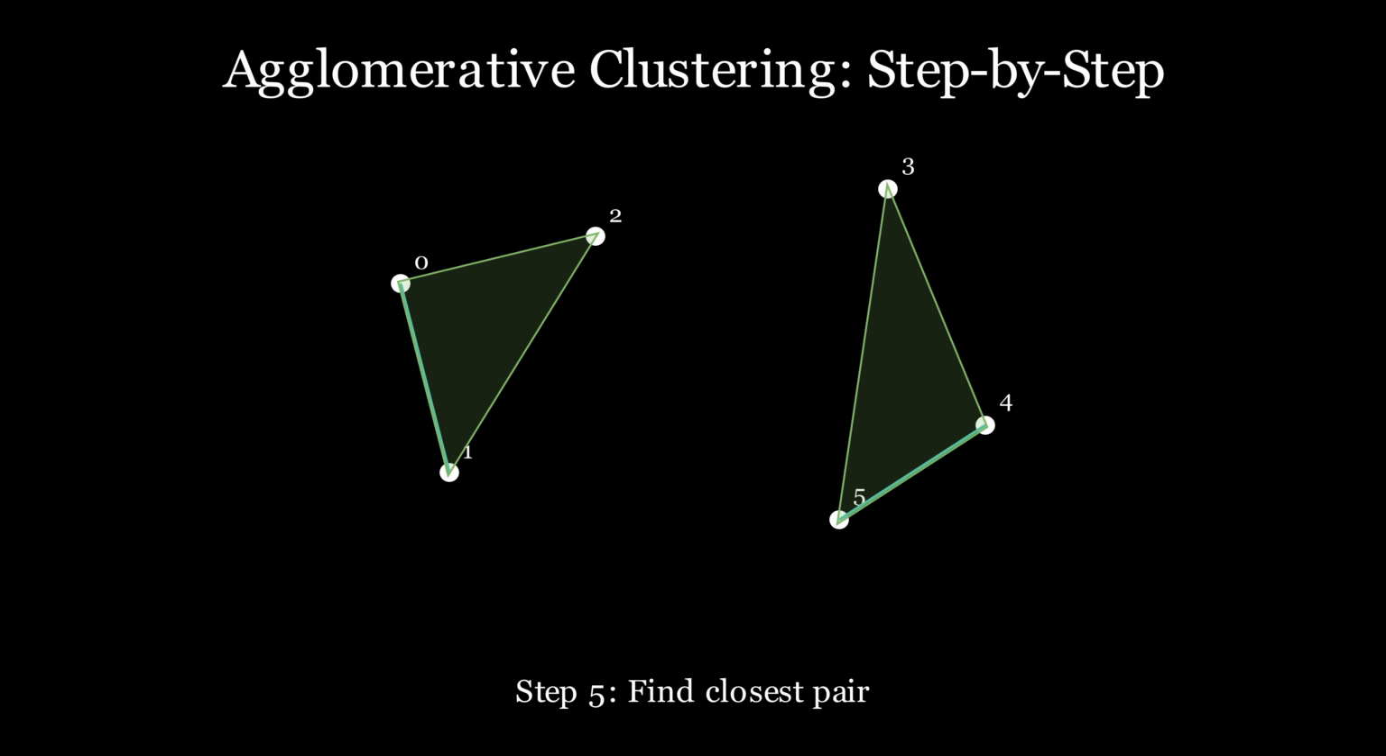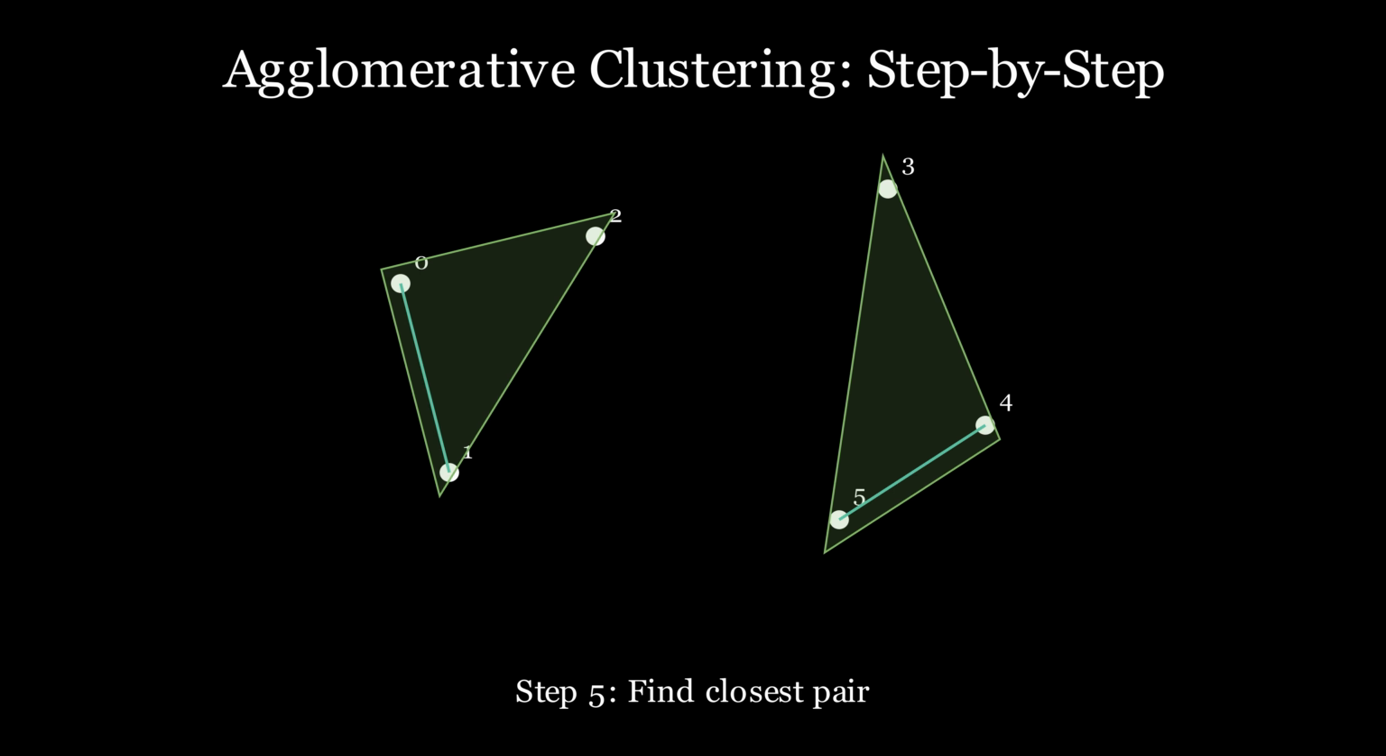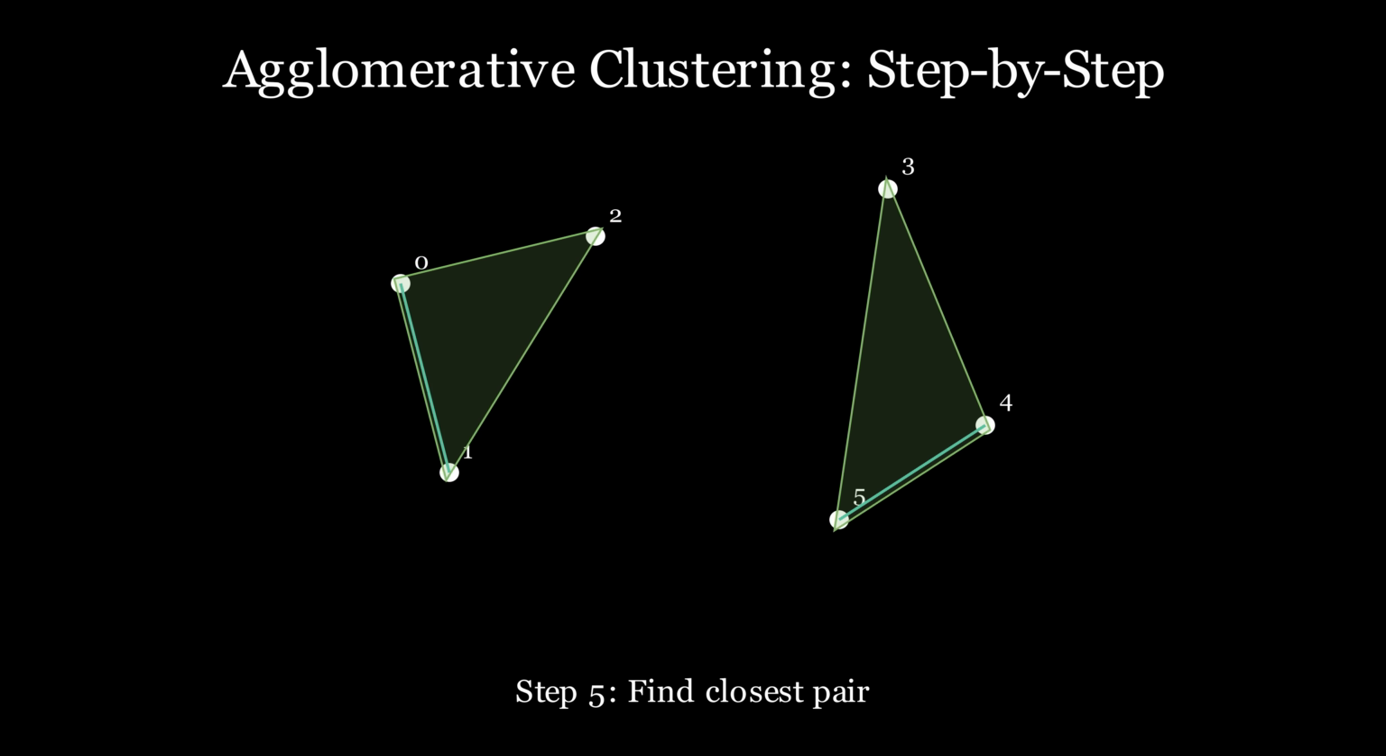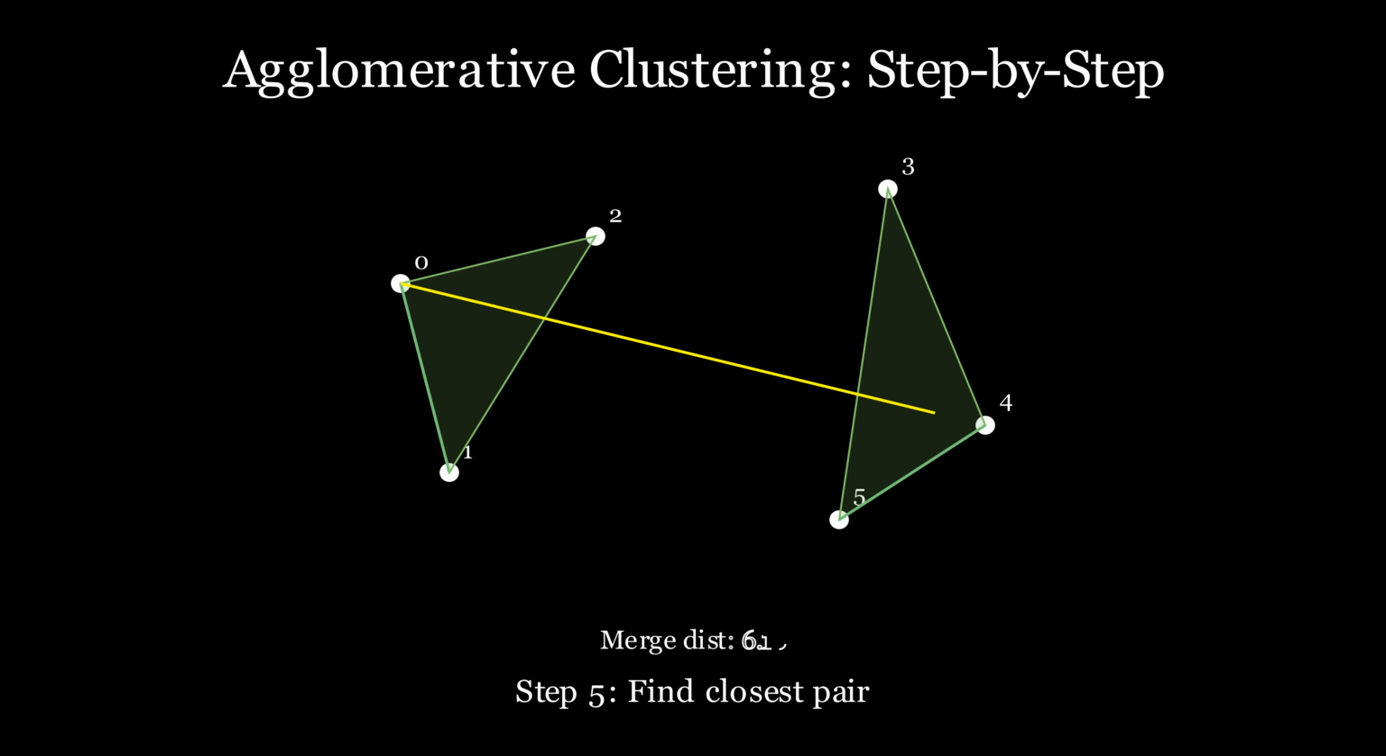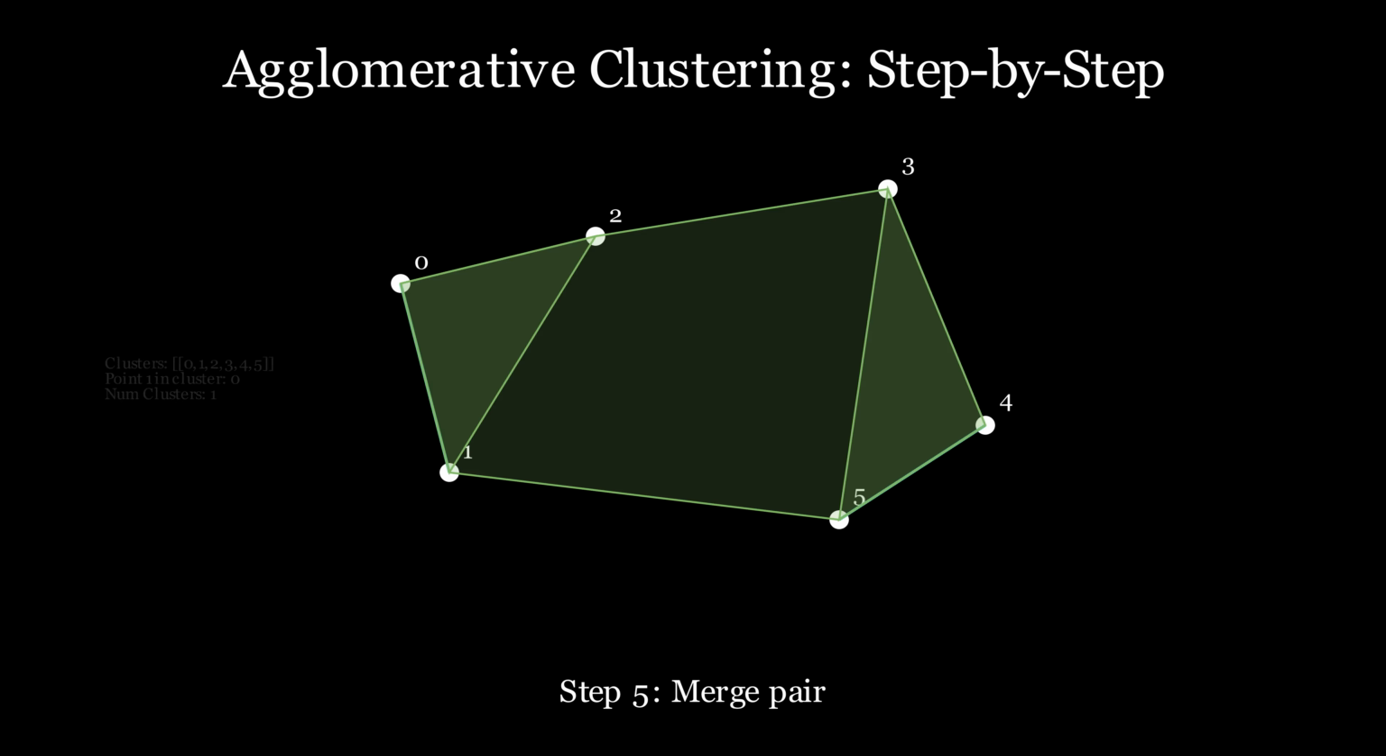We calculate distances between all pairs of current clusters using complete linkage. The minimum distance found is 6.18 between clusters 0, 1, 2, and 3, 4, 5. Now, we merge these 2 closest clusters into a single new cluster.